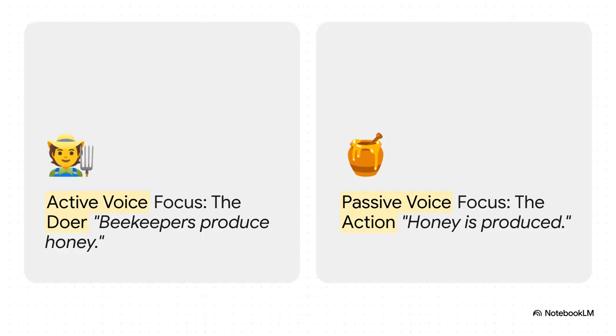So let's just boil it all down one last time. Active voice, its focus is the doer. It answers the question, who did it? Beekeepers produce honey. Passive voice, its focus is the action or the result. It answers the question, what was done? Honey is produced. It really is that simple. It's just a choice of where you want to shine the light.